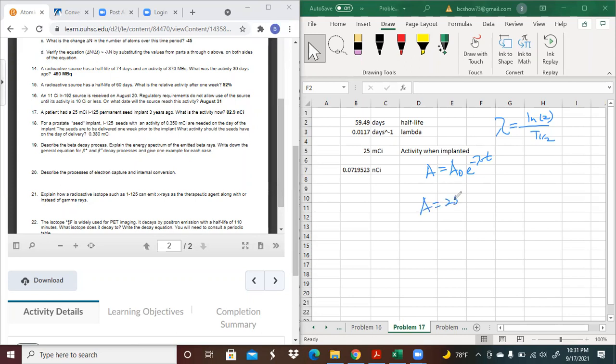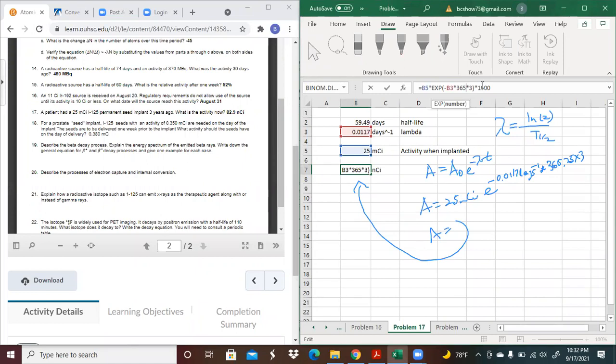We know that the original activity is 25 millicuries. E to the minus 0.0117 days to the minus 1 times 3 years, except I don't put in 3 years. I will put in 365, and you could put in 0.25 times 3. When you do that, you should come up with this. Let's check that to make sure that's exactly what I did. 365.25. The reason I put the 0.25 in there is to account for the fact that the year is a little bit longer than 365 days. We have about a quarter of a day longer in each year, and that's why we have the leap year. We have 1 full day in order to be able to catch up.